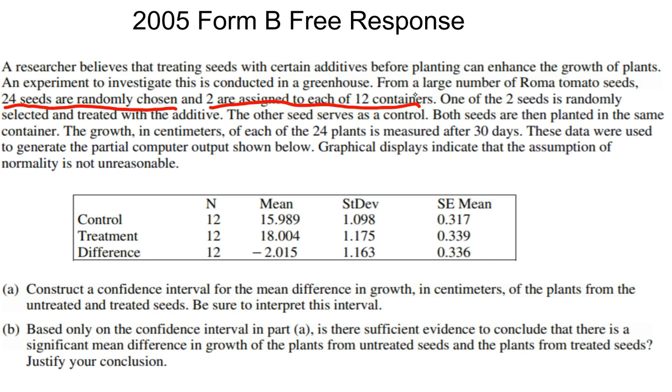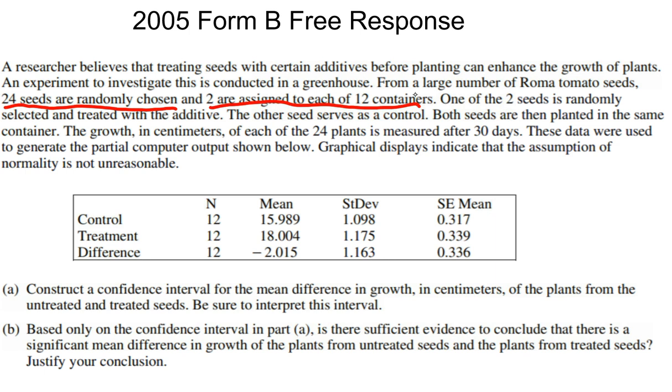So in each sort of, I guess, little pot, there's 2 seeds, and one of them has this extra treatment on it that's supposed to make it grow better, that the researcher believes is going to work, and the other one does not. Both seeds are then planted in the same container, and the growth is measured after 30 days.